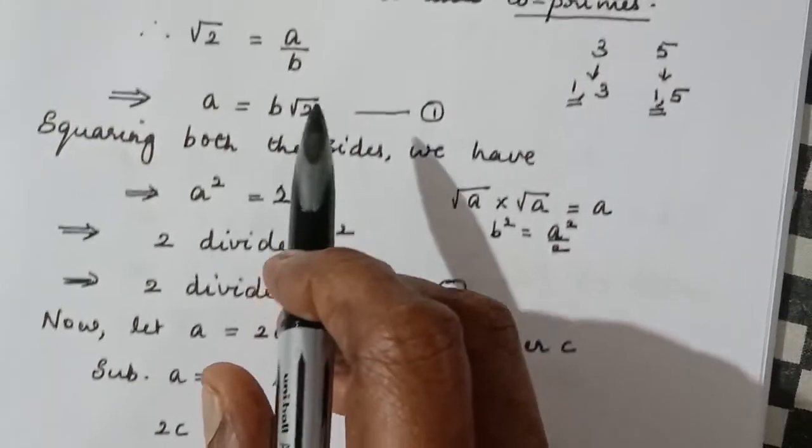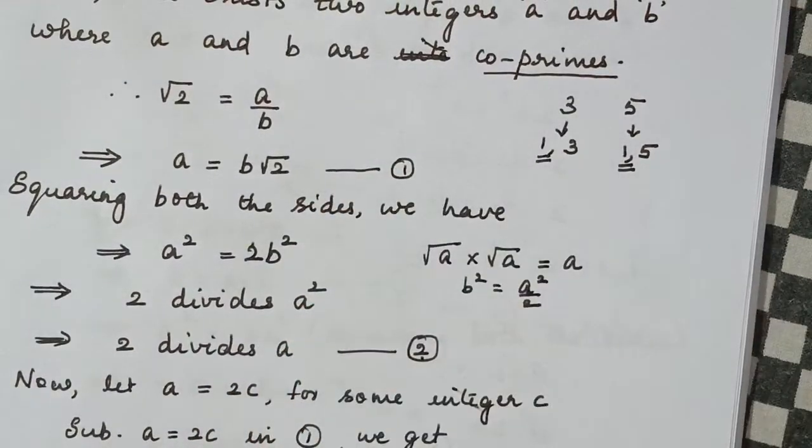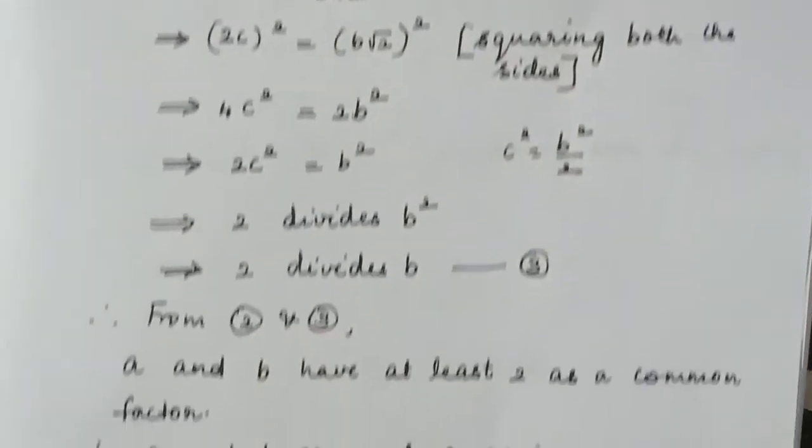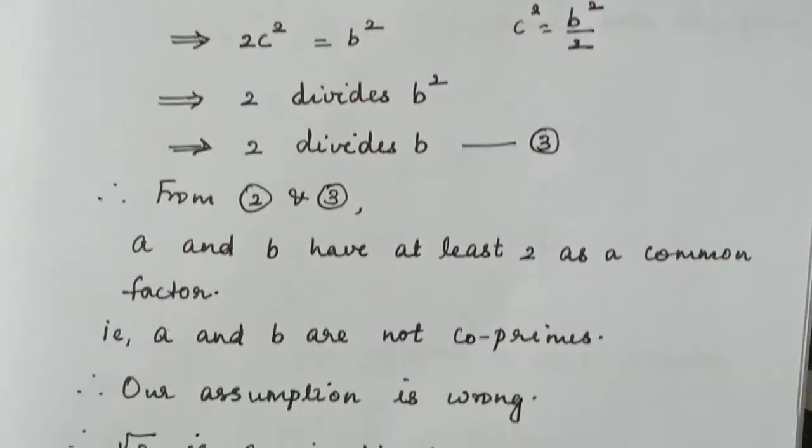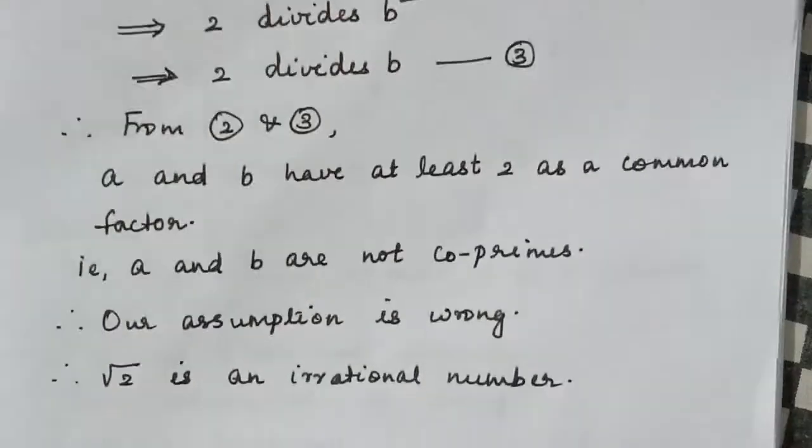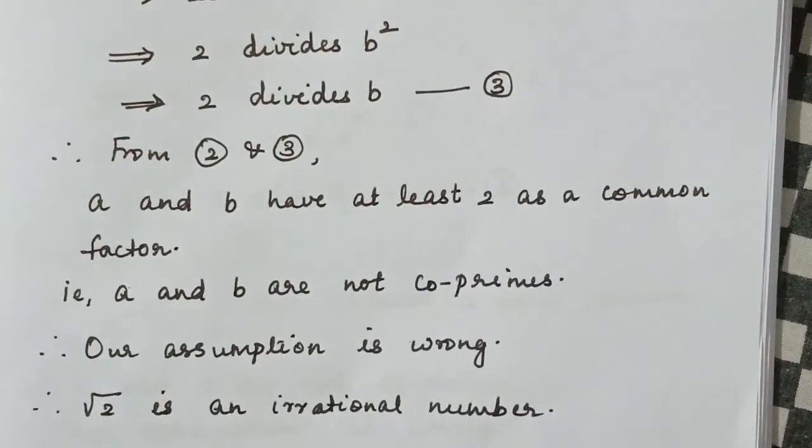But in the beginning we said let a and b be co-primes. So our assumption is wrong. That means root 2 is an irrational number.